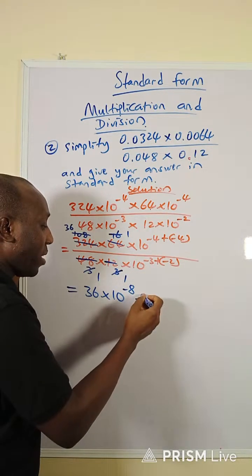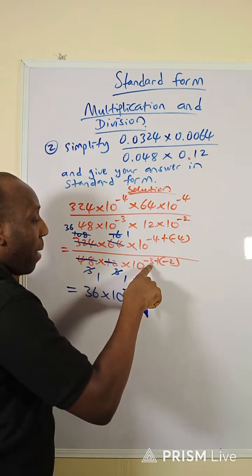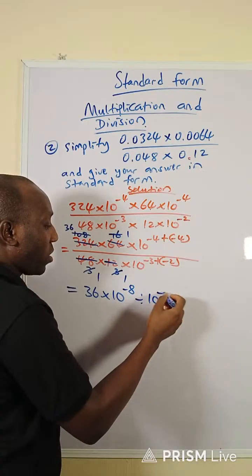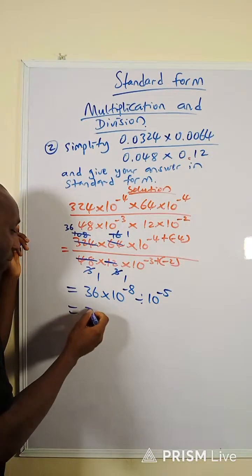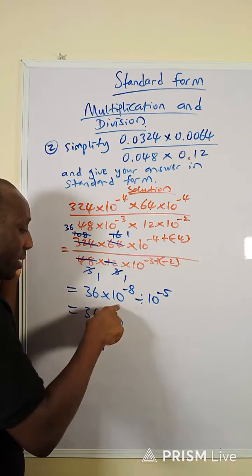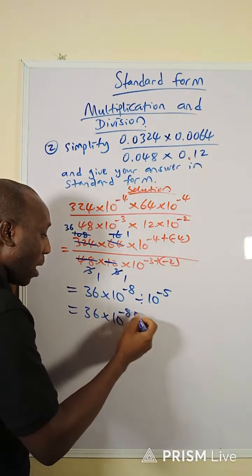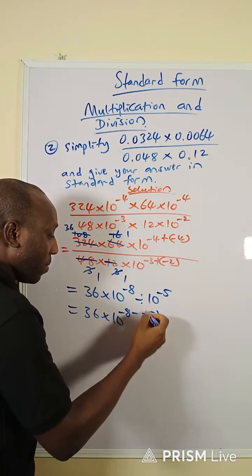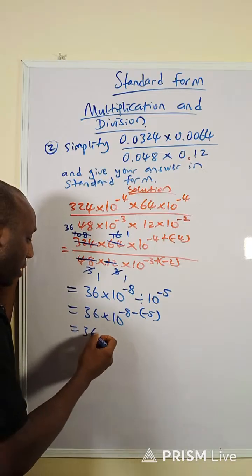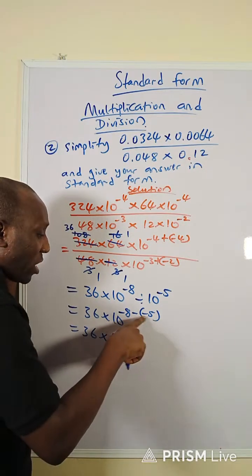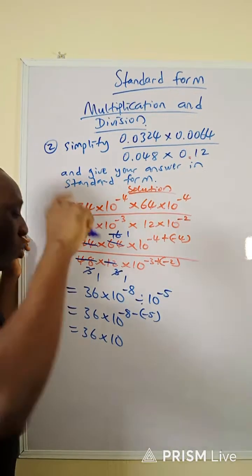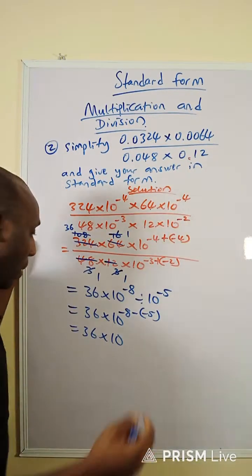Divided, because of this one here, divided by what? 10 raised to the power what? Minus 3 minus 2 is what? Minus 5. Now you have 36 times 10 raised to the power. This is 10, 10. We're dividing, so you subtract the powers. So minus 8 minus negative 5. 36 times 10 raised to the power what? Minus is plus. So minus 8 plus 5 is what?